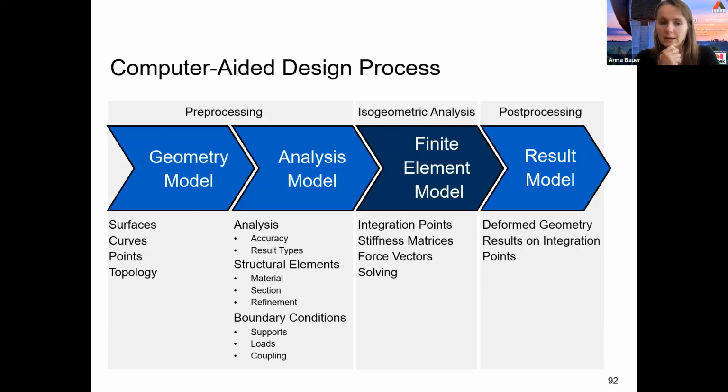Having pre-processed all of that, we can hand over the data to the FE solver, to the IGA solver, that then does all the things that are related to the integration and stiffness matrices and force vectors and solving the final structural analysis model. After the solving, we can load this back into the post-processing. And there we have then the deformed geometry and the results of the analysis. And here we never change the model. So we have this continuous workflow. So it's always the same NURBS model.